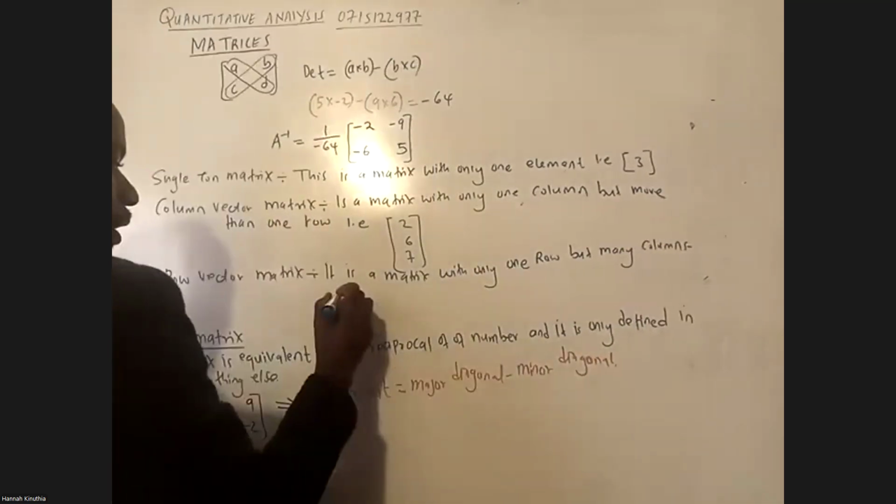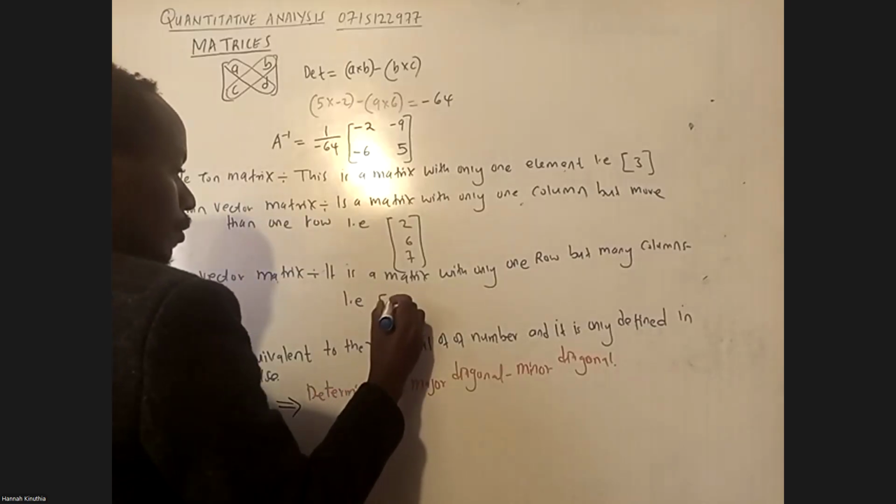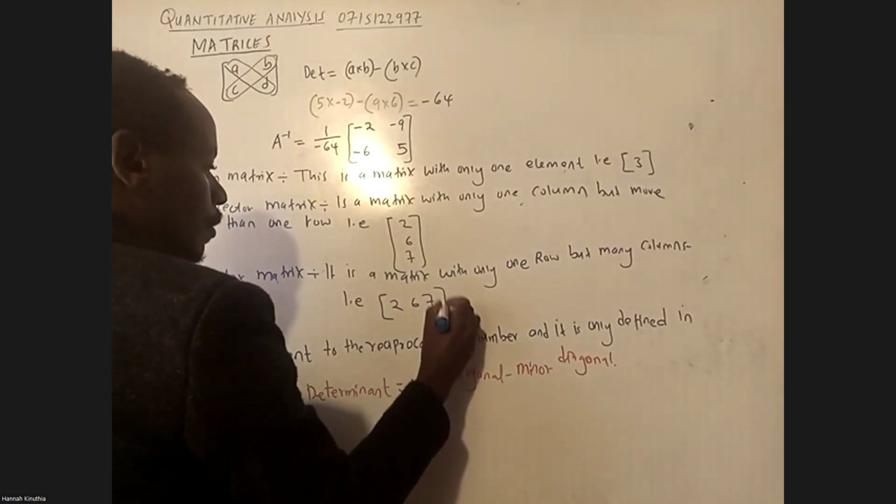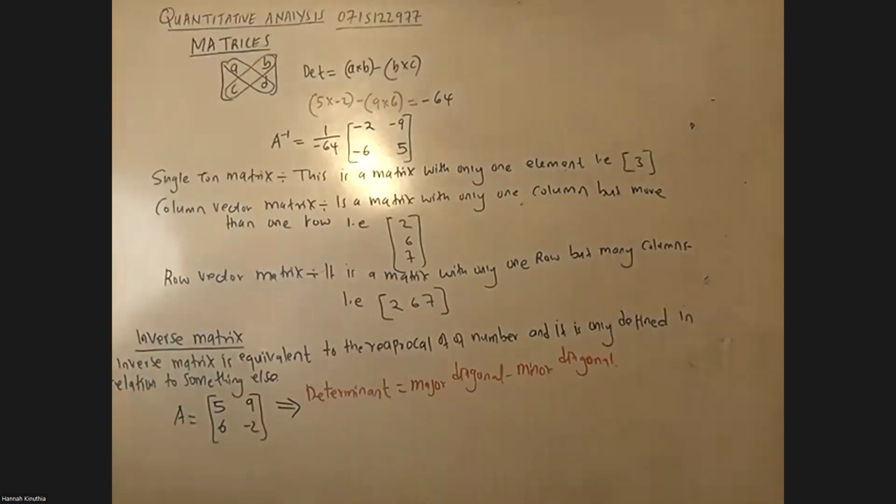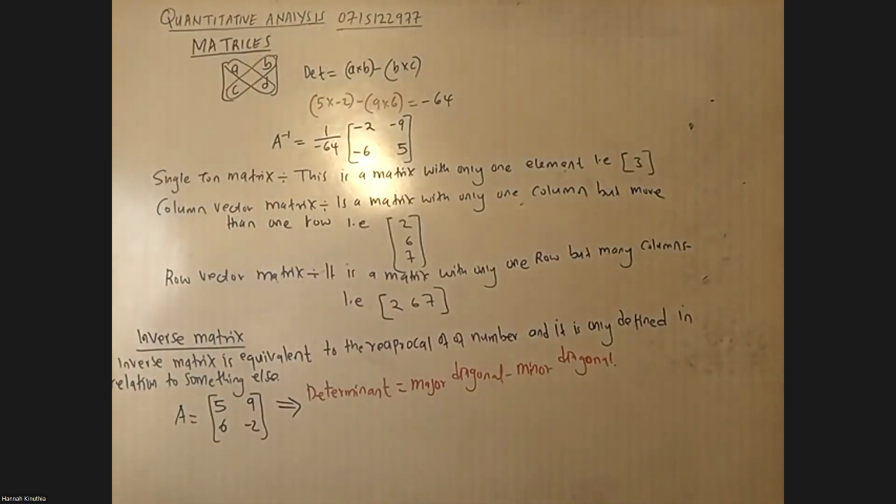Columns. For example, 2, 6, 7. So that's a good example of that one.